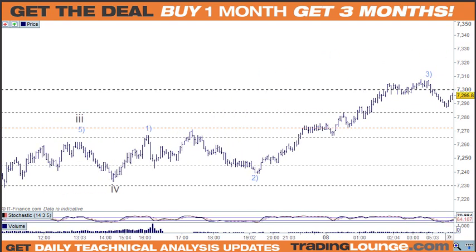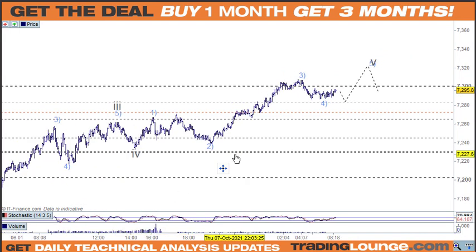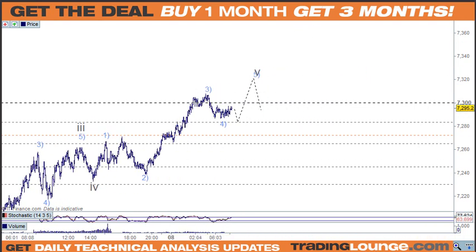Is that my problem there? I don't know if that's the A, the B and the C for the 4th wave, or that's the 4th wave. It's a bit small for the 4th wave, isn't it, compared to that one? So we could have a top in play here. But just give it a bit of room to move.